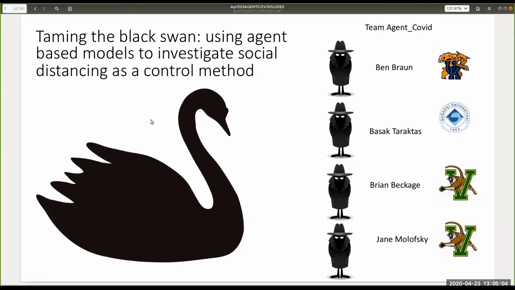All right, great. Can you hear me? Yes. Awesome. Okay, so our group is the Agent COVID group. This is me, Ben Braun, Bashak Taraktas, Brian Bekage, and Jane Malofsky. And we are talking about using agent-based models to investigate social distancing as a control method.